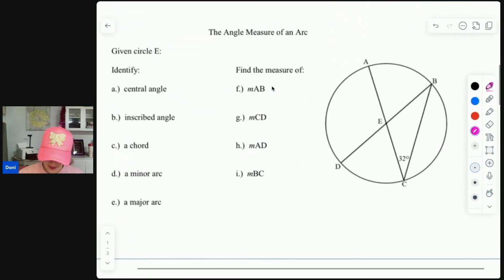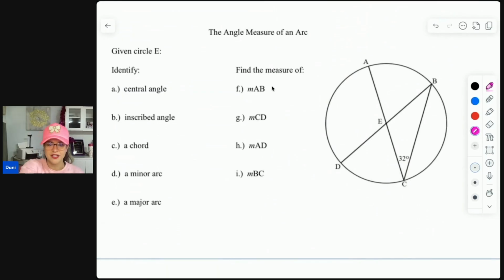All right. So, given this fun picture, we're looking for some central angles, some inscribed angles, a bunch of stuff.